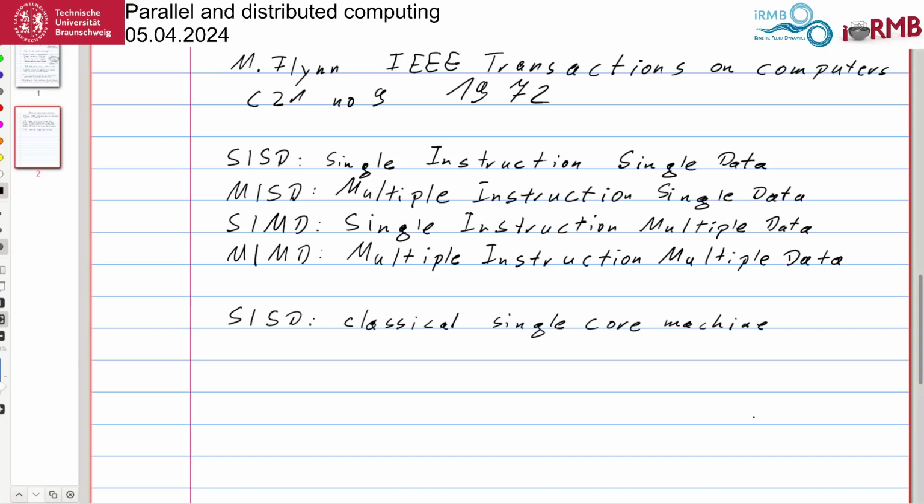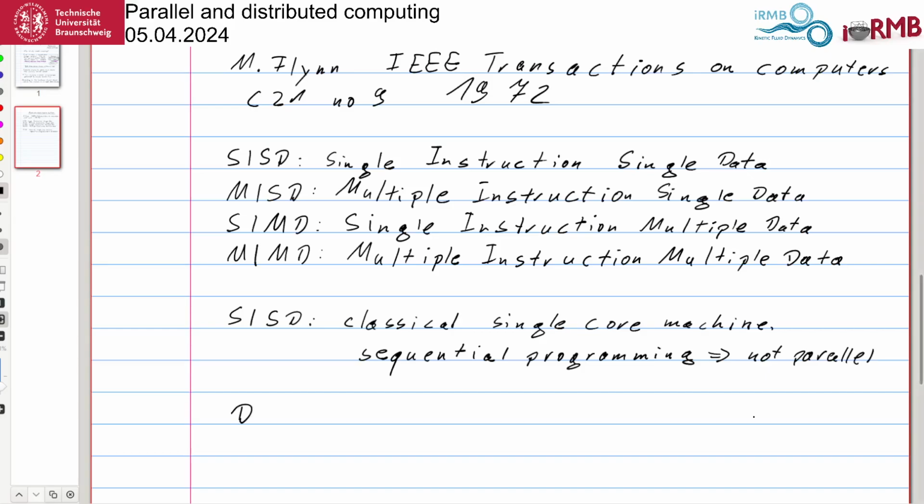The classical single core machine has, of course, no relation to parallel programming or parallel computing. It's just a sequential machine. It's not parallel at all. And it looks like this.